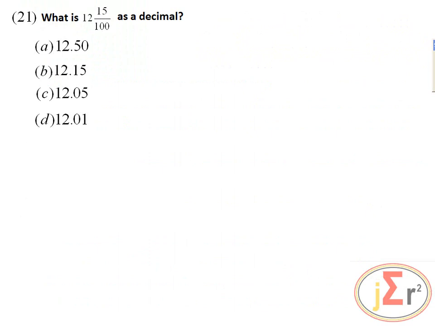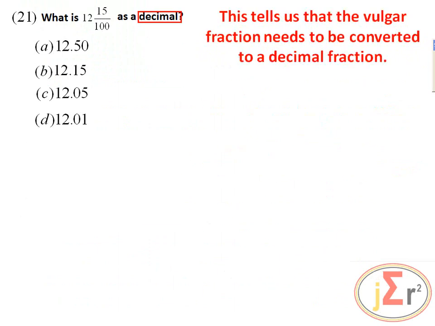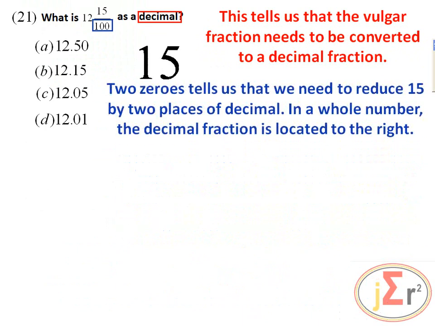What is 12 and 1500th as a decimal? This tells us that the vulgar fraction needs to be converted to a decimal fraction. Two zeros tells us that we need to reduce by 2 places of decimal. In a whole number, the decimal point is located to the right. Let us go ahead and reduce by 2 places of decimal.